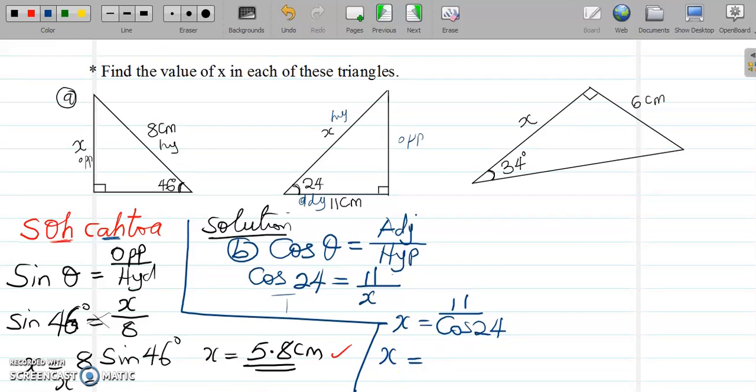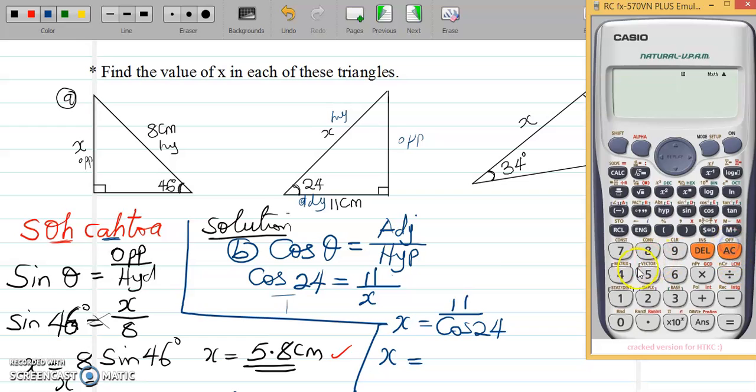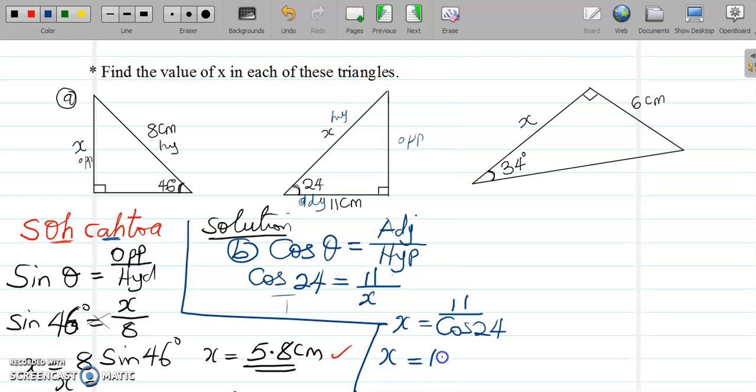So 11 divided by cos 24 will give us what? That gives us 12, approximately 12 cm. So the x value is 12 cm. Okay?